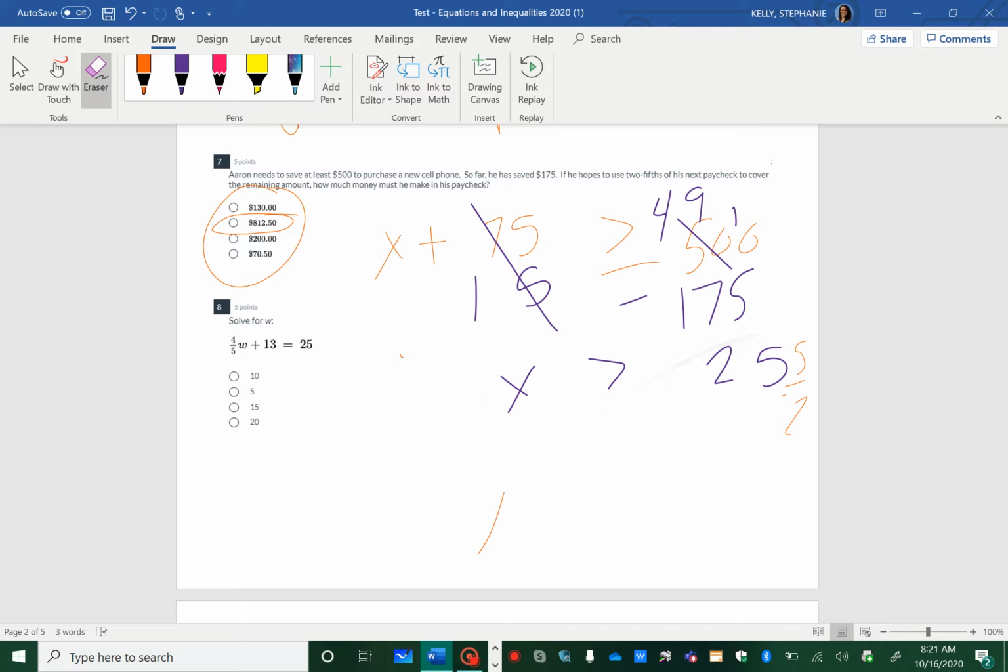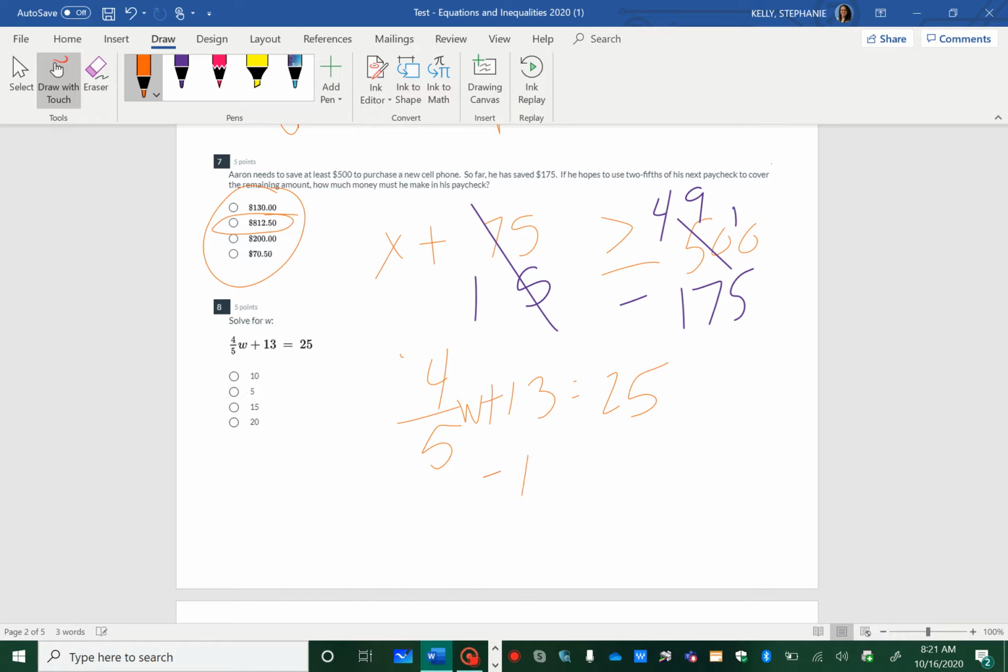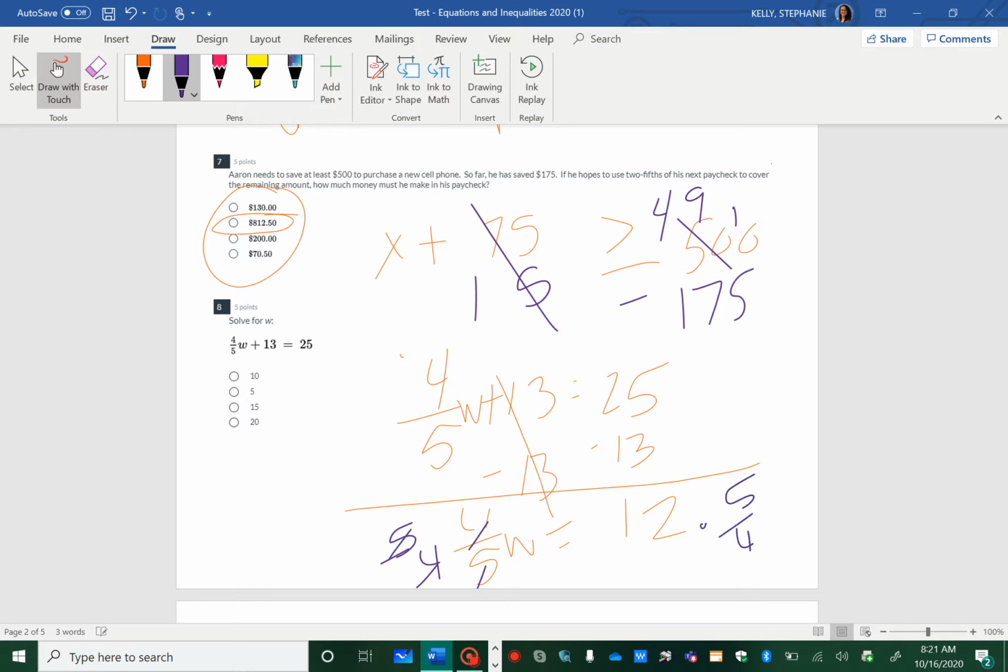All right, the next one, and remember, you can pause and move back if you needed that. All right, so 4/5 plus W plus 13 equals 25. All right, minus 13, 12, right? So 4/5 W equals 12. I'm going to do the same thing. I'm going to multiply, right, all at one time. So over here I'm saying 12 times 5 over 4.